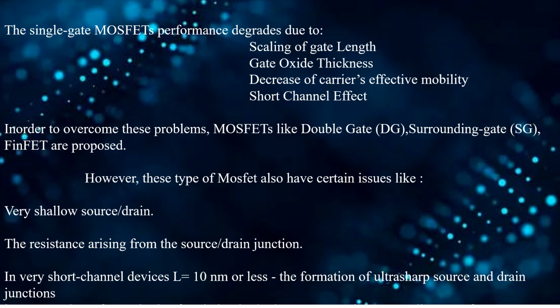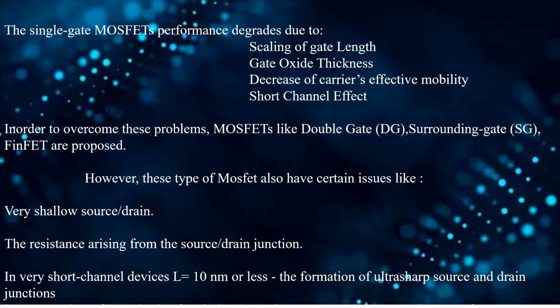First, let us know why we are going for the junctionless transistor: the single gate MOSFET's performance degrades due to various reasons like the scaling of the gate length, the gate oxide thickness, and also the short channel effect. The short channel effect is also called drain induced barrier lowering, because the channel length is the same as the width of source and drain. Here the threshold voltage is not controlled by the gate voltage, instead it is controlled by the VDS. Hence it is also called the drain induced barrier effect.